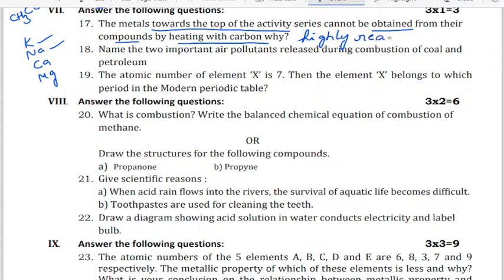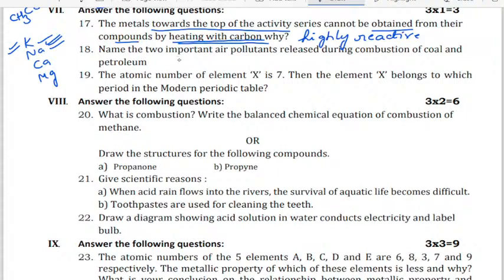Remember, these metals are highly reactive. So when they are kept open in the air, what happens? They readily react with oxygen. They react with oxygen very easily. That is the reason these metals cannot be obtained from their compounds by heating them with carbon. They have more attraction towards oxygen.